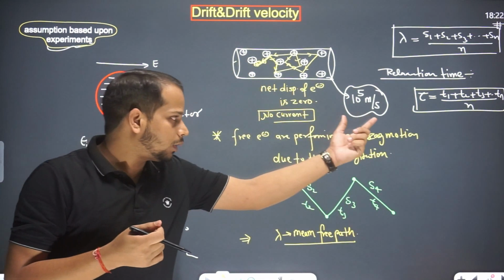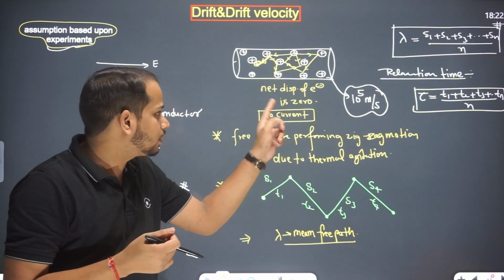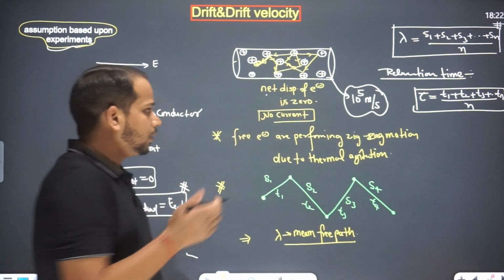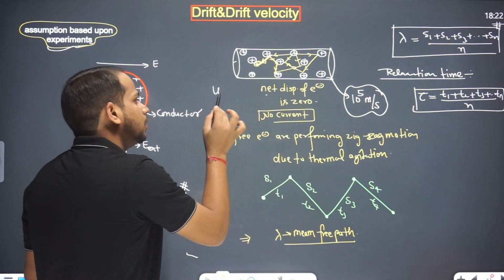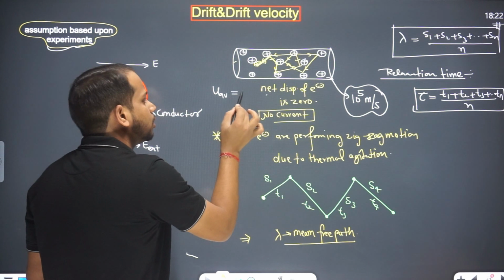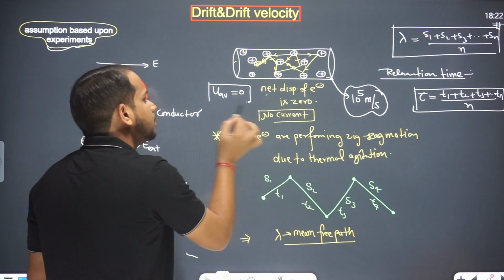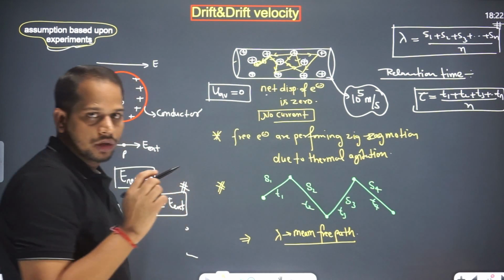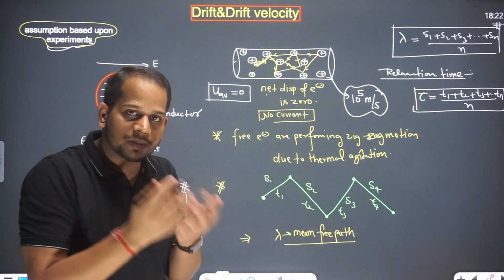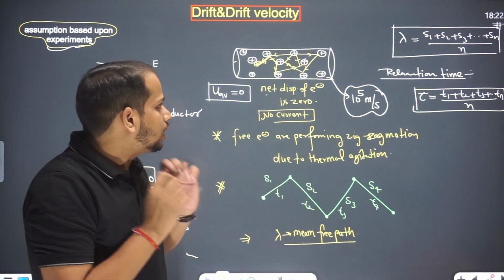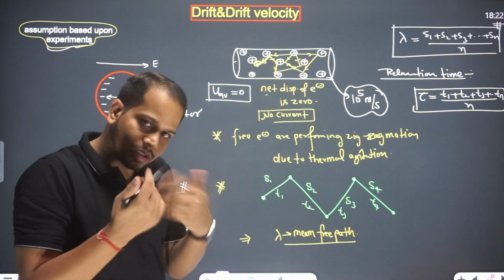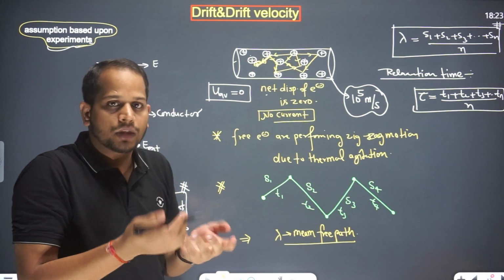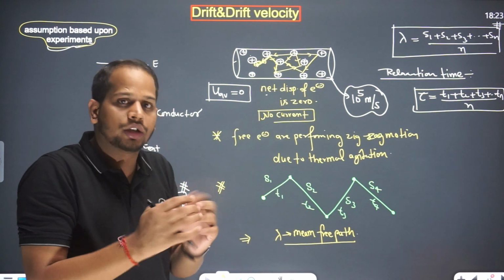But what is the average displacement? Zero. And when the displacement is zero, what is the velocity? The average initial velocity is zero, because the displacement is zero, right? And do you understand how the displacement is zero? It's not that the electron returns to its original position. It may happen, but it's not sure that it will happen, right?